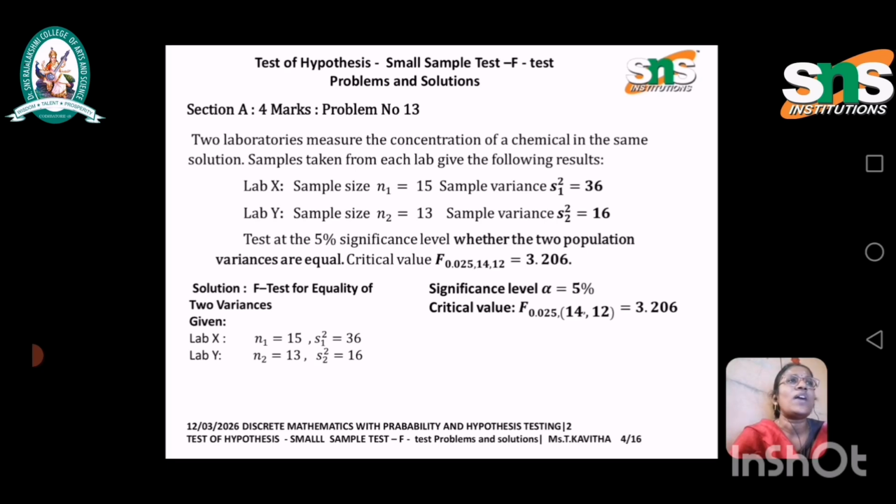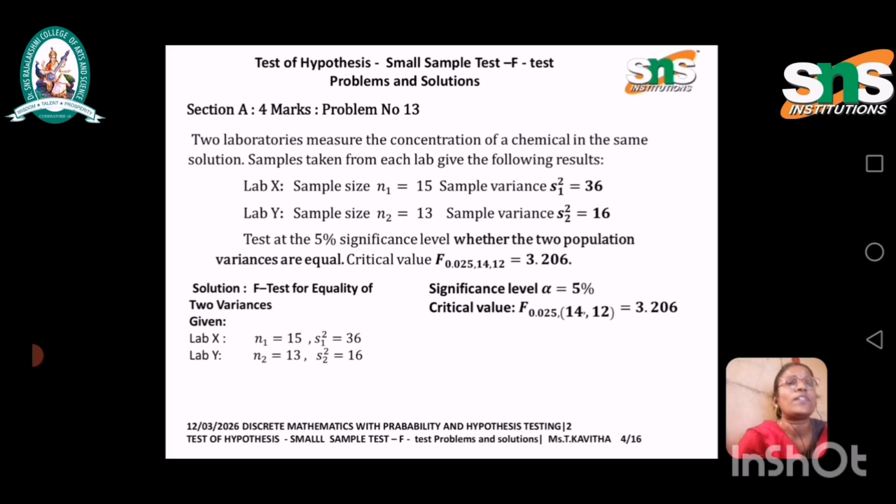Here the critical value is given. The F-test critical value at 5% level: the degrees of freedom V1 is n1 minus 1, 15 minus 1 is 14, and V2 is n2 minus 1, 13 minus 1 is 12. The critical value is F 0.025, 14, 12 is equal to 3.206. The given values are n1 equals 15, n2 equals 13, S1 square equals 36, and S2 square equals 16.